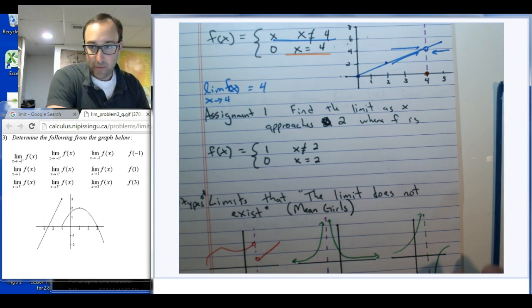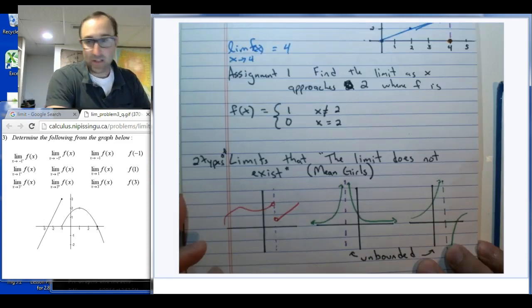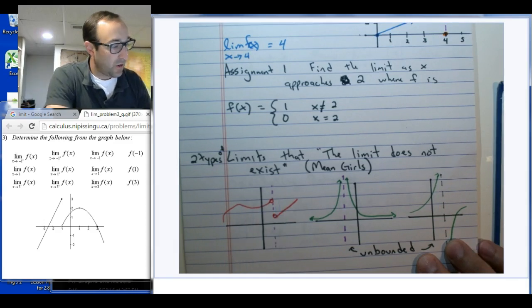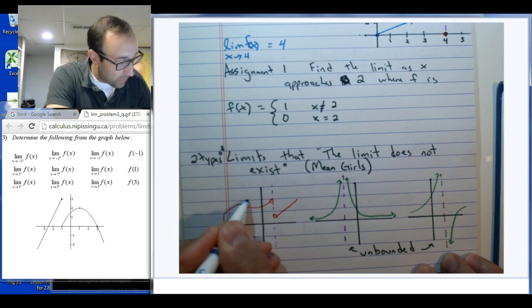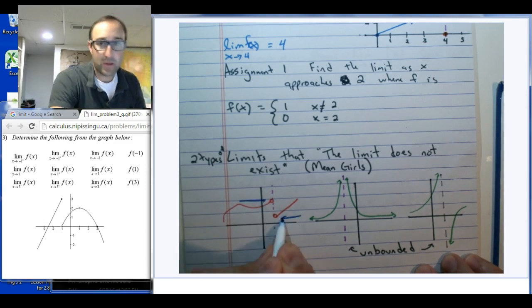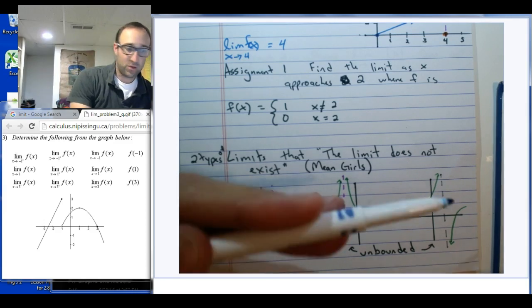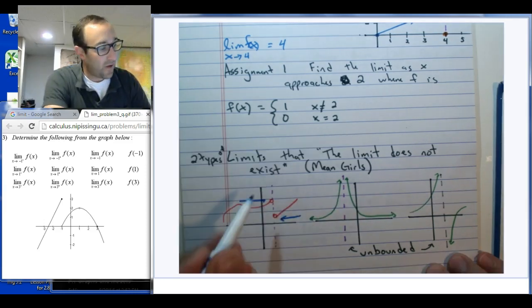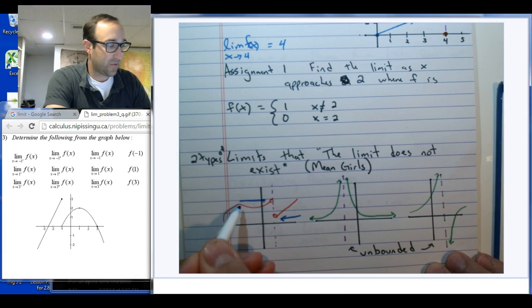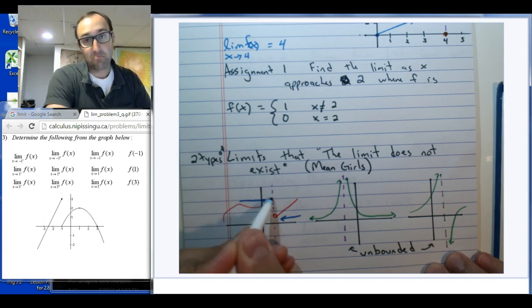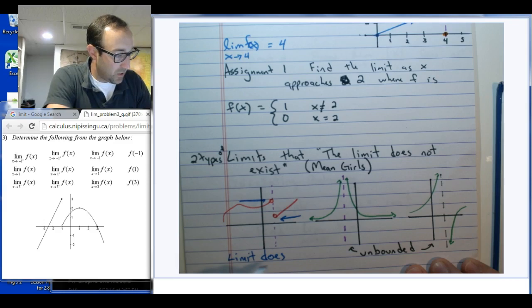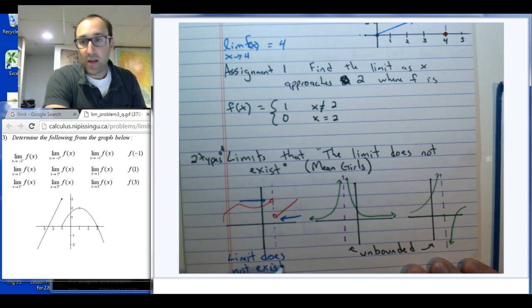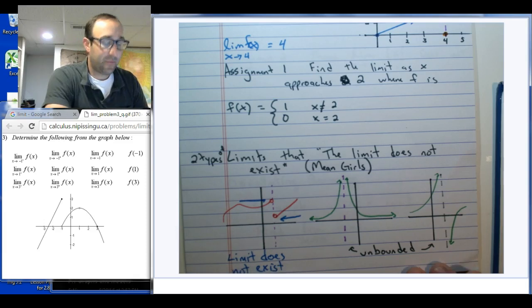So, here are types of limits that do not exist, or that don't have a limit. So here's one. As I go from the left, it approaches here, but as I go to the right, it approaches here. If you remember the car video, where there was one above and one below, the cars were not going to intersect. So if I approach a value on the top from the left that's different from the right, it's not going to exist. So we could say this limit does not exist.